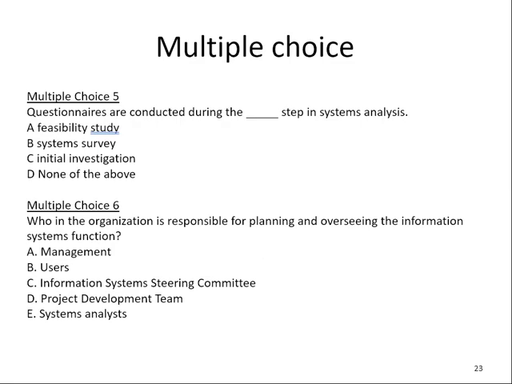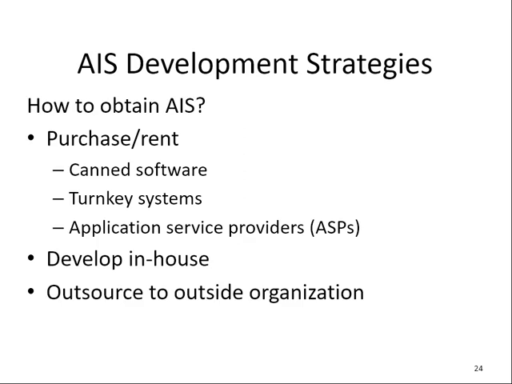Alright, try these multiple choices. Alright. So once we decide that we need a new system, we have 3 ways to obtain a new information system. We can purchase a new system or rent it. We can develop in-house, or we can outsource to an outside organization. So let's talk about these.